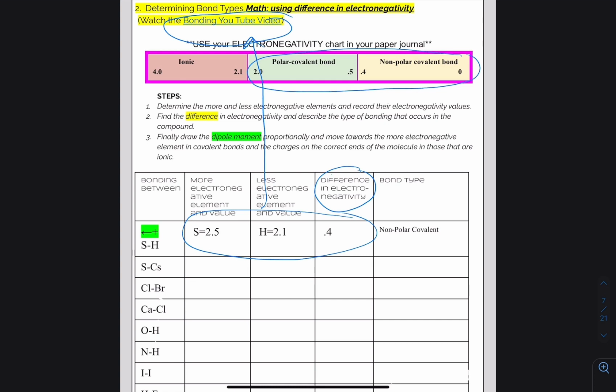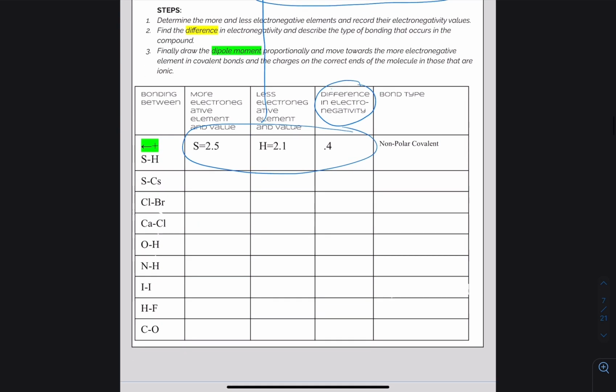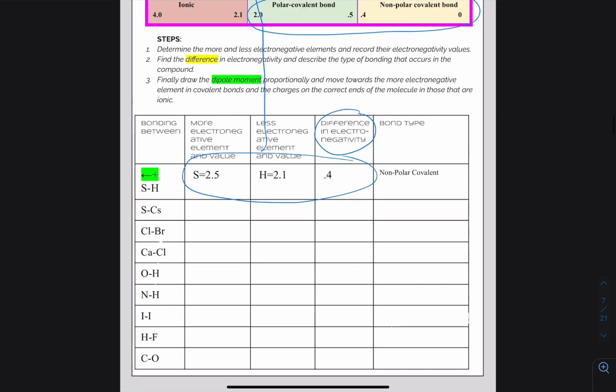So you're going to do a little math, figure out which type of bond it is and what range it falls into, and you're going to write that down here for the bond type. What I'm going to show you is how to do this step right here, how to draw the dipole moment. So the dipole moment is this. I'm going to show you how to draw that.